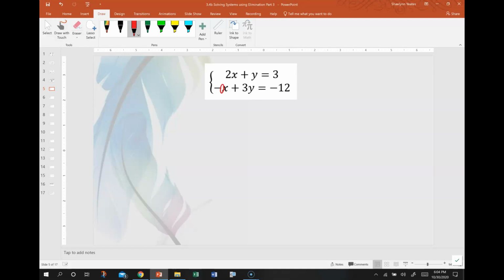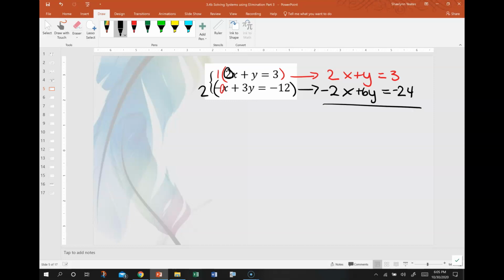So I'm going to multiply the top equation through by a positive 1. I know it says negative in front of the x, just trust me on this. So if I multiply through by a positive 1, I just get 2x plus y equals 3. And then on the bottom, I'm going to multiply through by this 2. So 2 times negative 1 is negative 2x. See how now they'll go to 0? That's why I didn't multiply by the negative 1 on top. Then we've got 2 times 3y is a positive 6y. And 2 times negative 12 is negative 24.